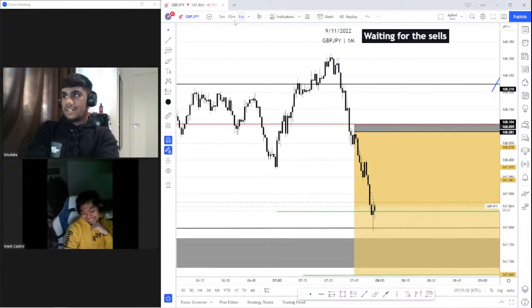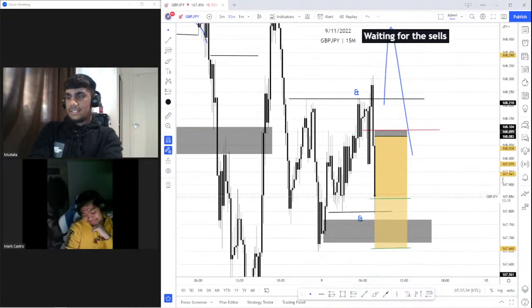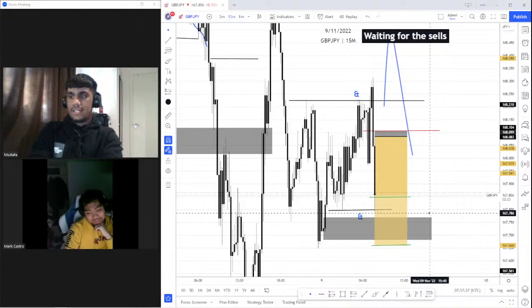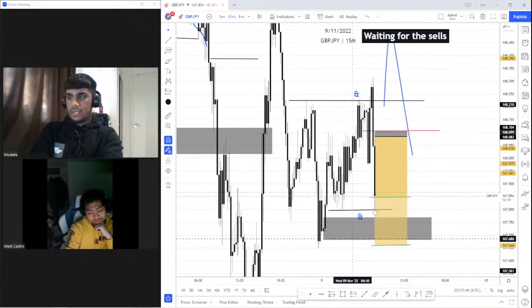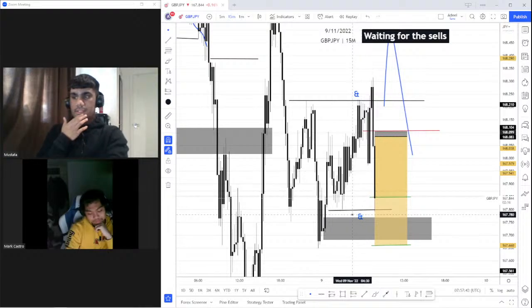Yeah, that's it. It did take that liquidity, but I've got a feeling the next hour is going to push down a little further. I might end up taking profits at this order block here, but I want to see how price reacts.